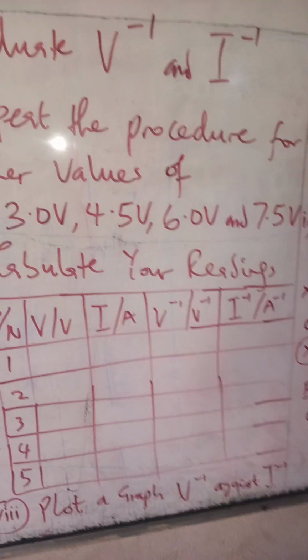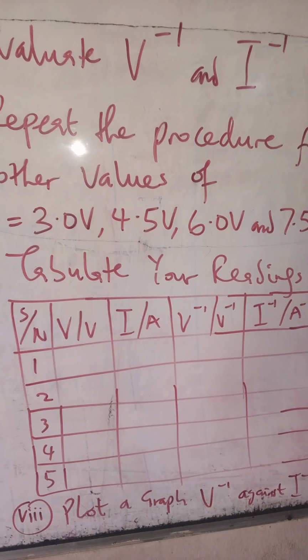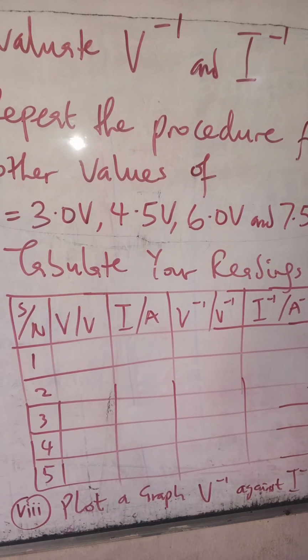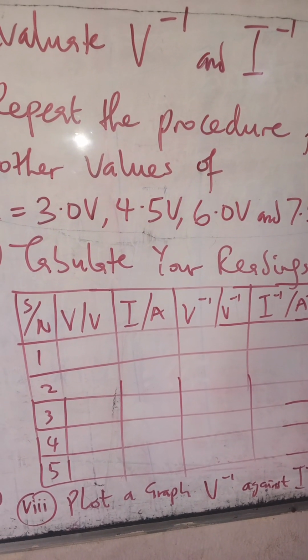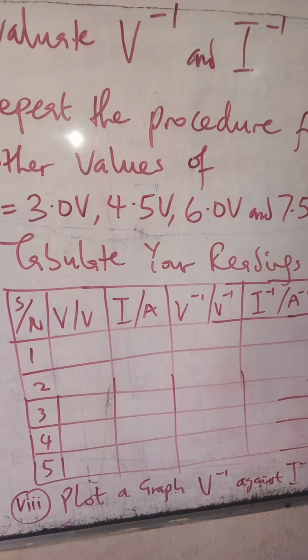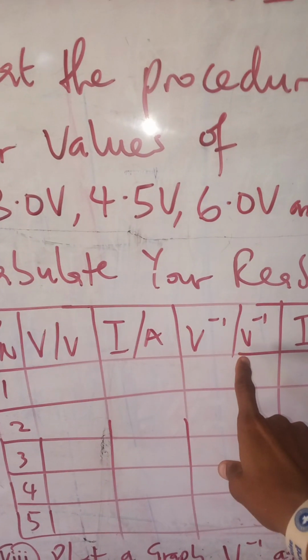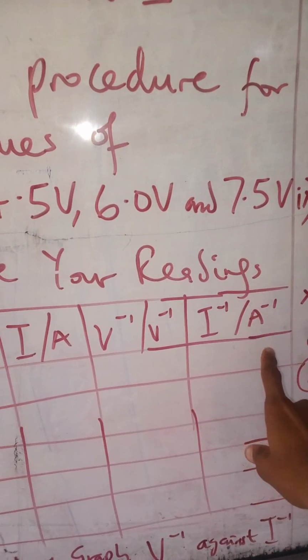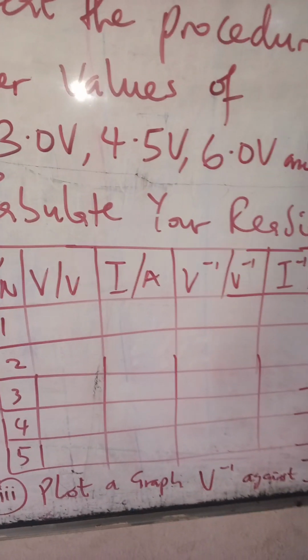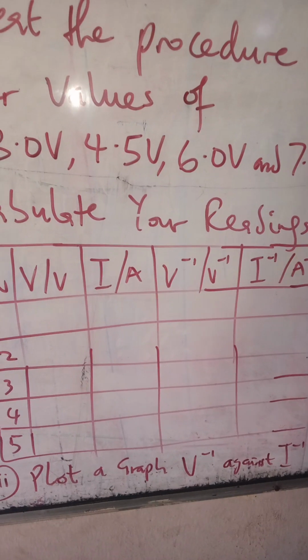I've also inputted the nature of the table of values. Voltage in volts, current in amperes, V inverse in volt inverse, I inverse in ampere inverse. All readings will be in 3 decimal places.